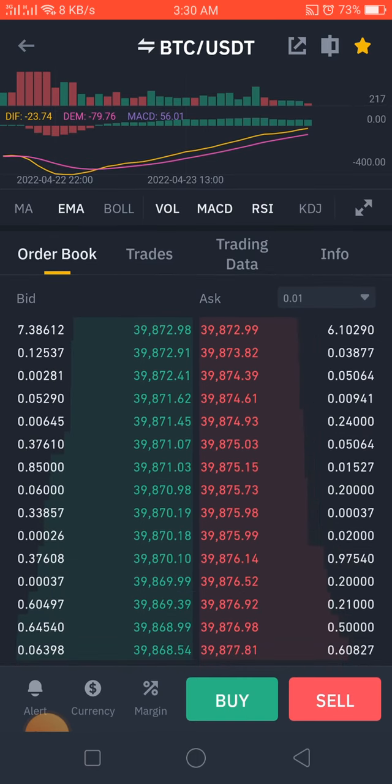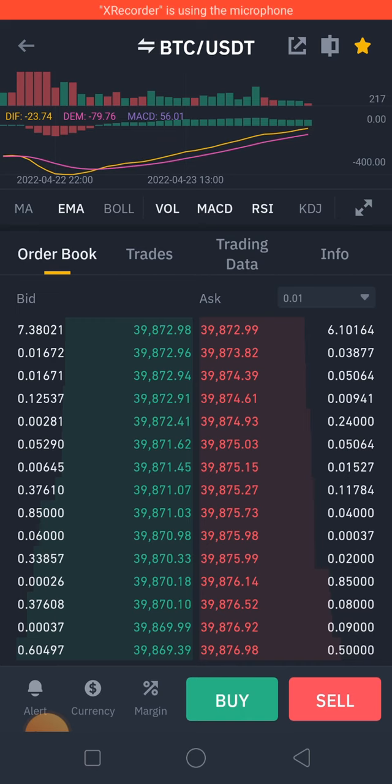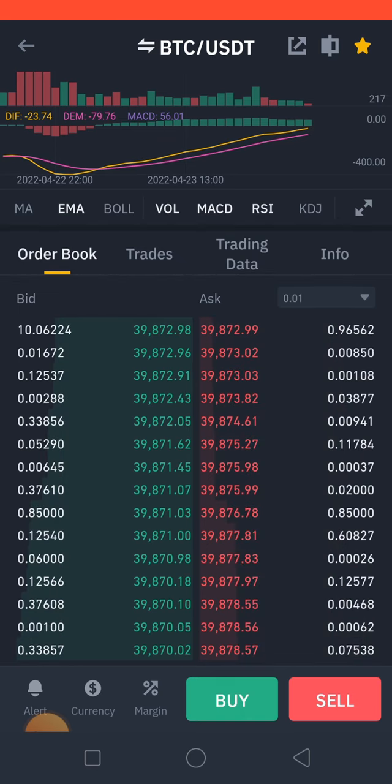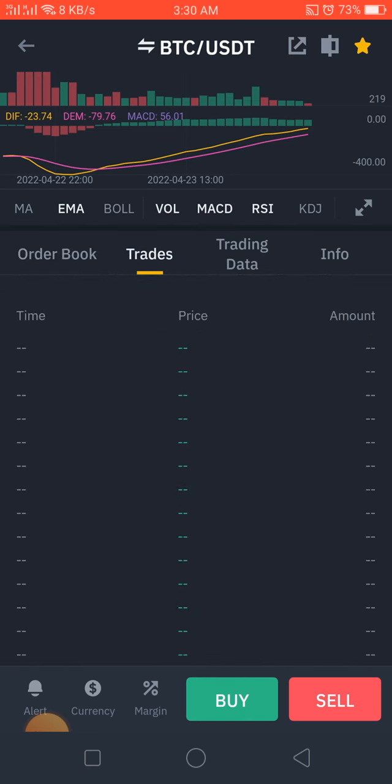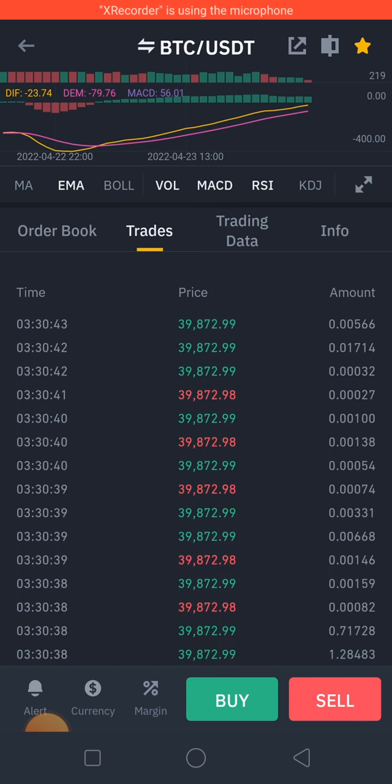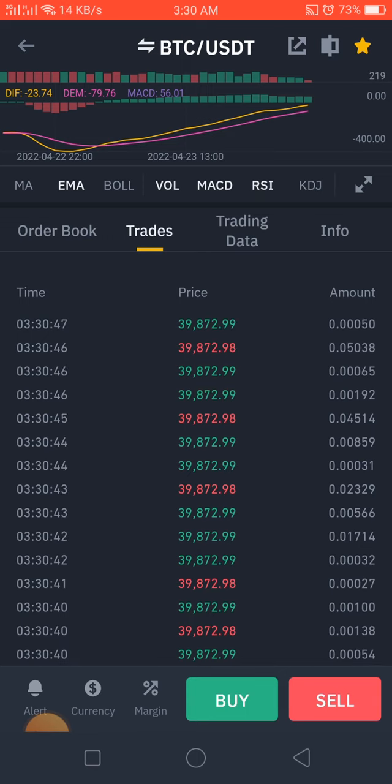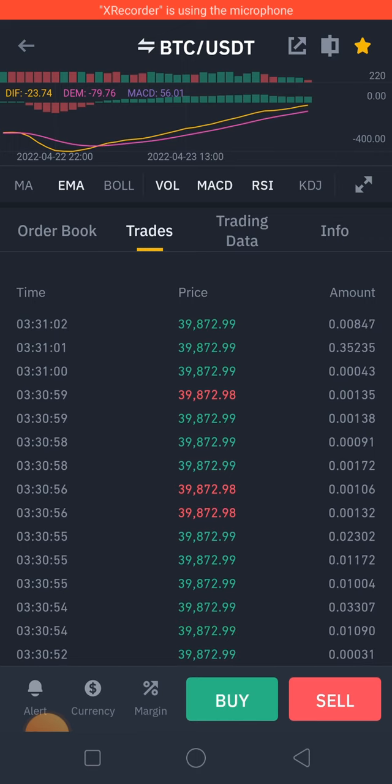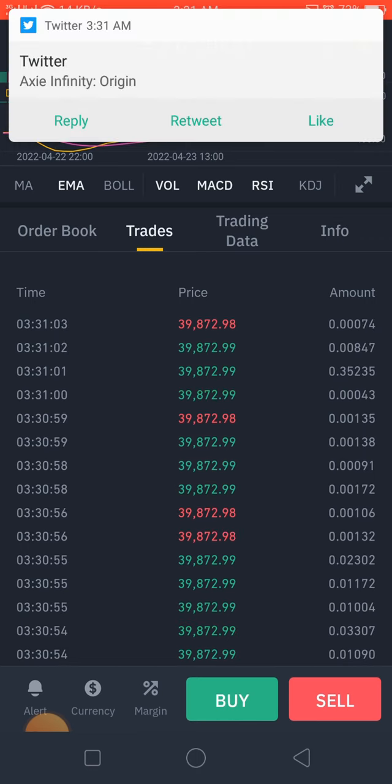Then we will go down. When we scroll down, it shows live trading, order book or trades. We open trades. These are the traders. First in the left corner there is time, then price, and then amount. Time and price show that someone is buying or selling at that price, and amount shows how much coin he is buying or selling.